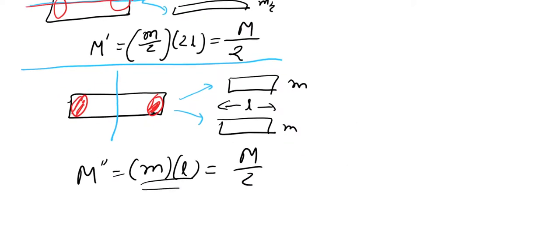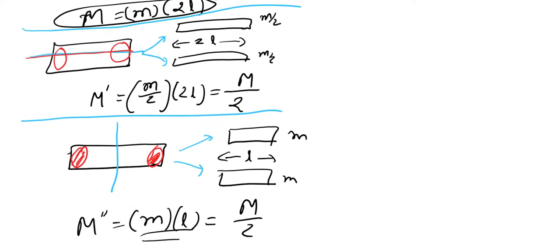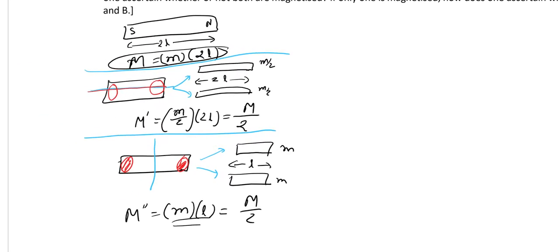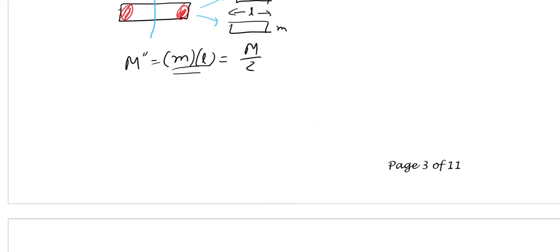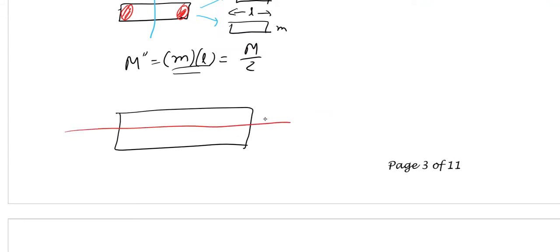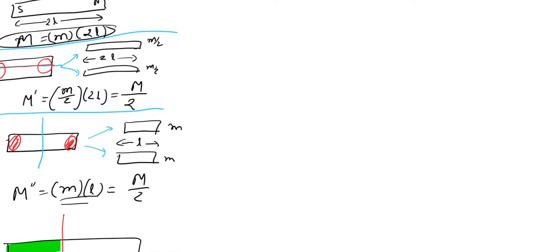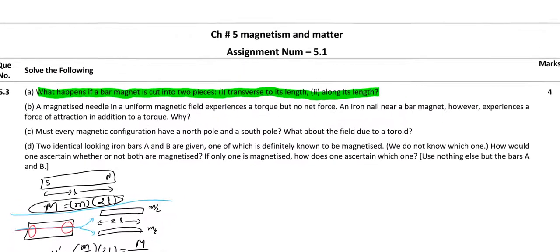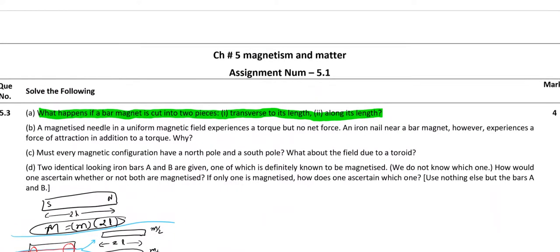So it makes no difference whether you cut it along the length or perpendicular to the length, the dipole moment becomes half. Question here is, what if you divide a bar magnet into four pieces like this, and now you are asked how much is the dipole moment of one part? Try to find out the answer to that. For now, let us move to the second one of this illustration.